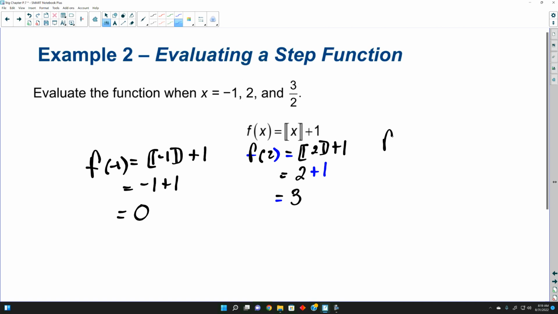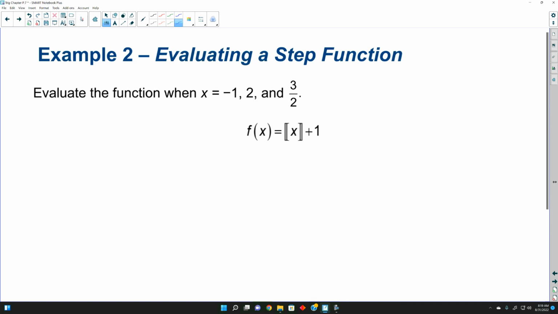Now the step function of 3/2, well, 3/2 as a decimal is 1.5. Well, that'd be the step function of 1.5 plus 1. Well, what is our step function value of 1.5? 1 plus 1 is 2. Questions on this here?